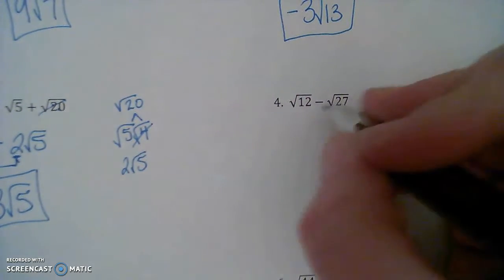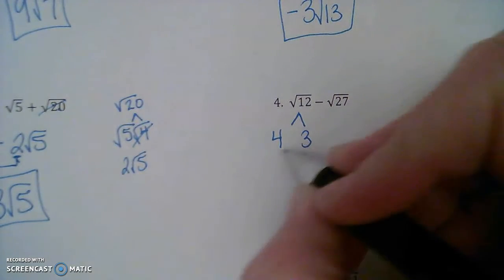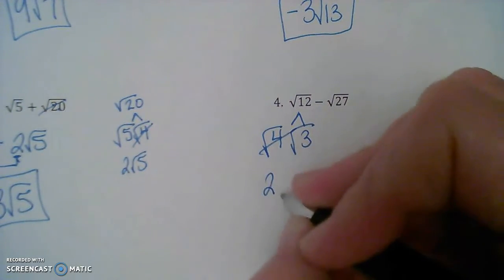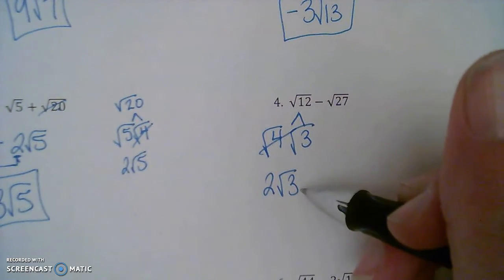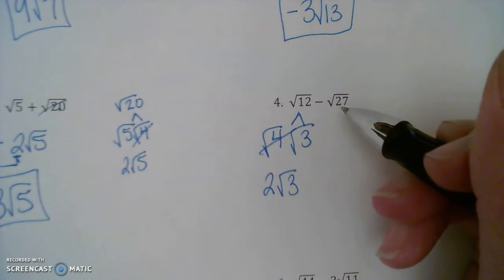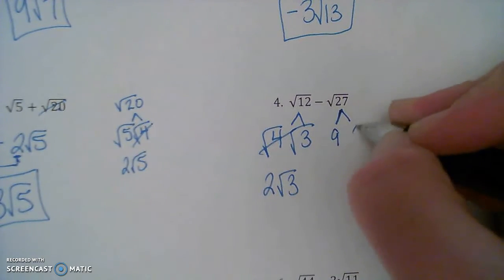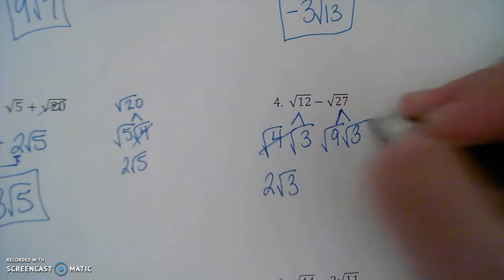All right, so 12 is 4 times 3. Square root, square root. Square root of 4 is 2. Bring down the square root of 3. Once you get the first one, you should know, okay, there should be a 3 left over in this one. So if you do 27 divided by 3, you do get 9, which is our perfect square.